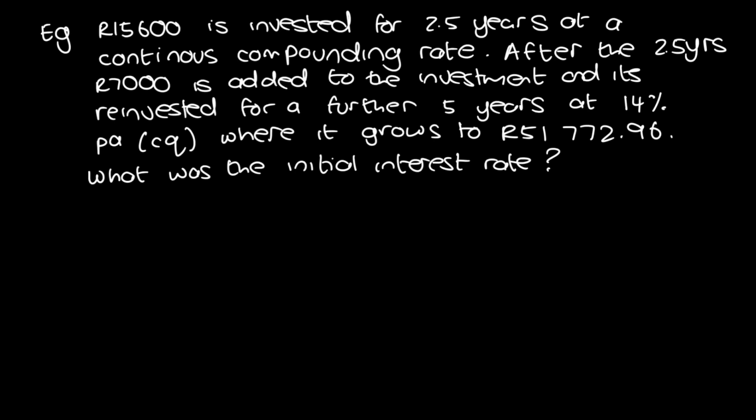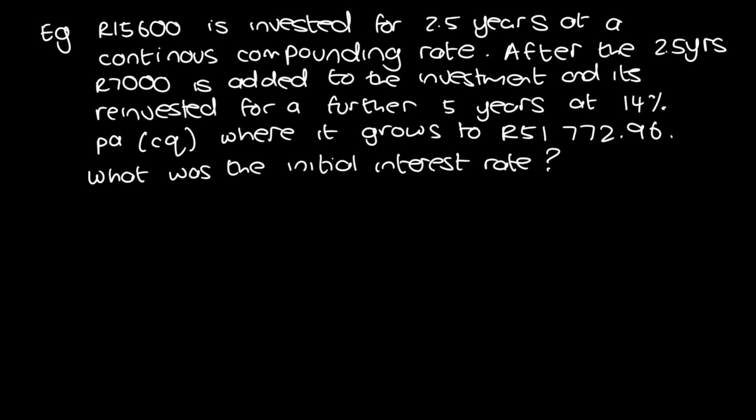So this example is you have 15,600 invested for 2.5 years at a continuous compounding rate. After the 2.5 years, 7,000 Rand is added to the investment and it's reinvested for a further 5 years at 14% compounded quarterly, where it grows to 51,772 Rand and 96 cents. And it asks us, what was the initial interest rate?